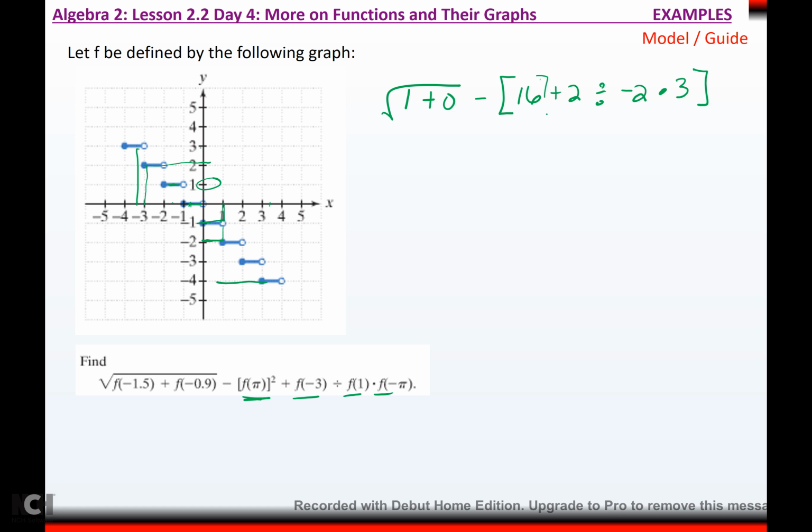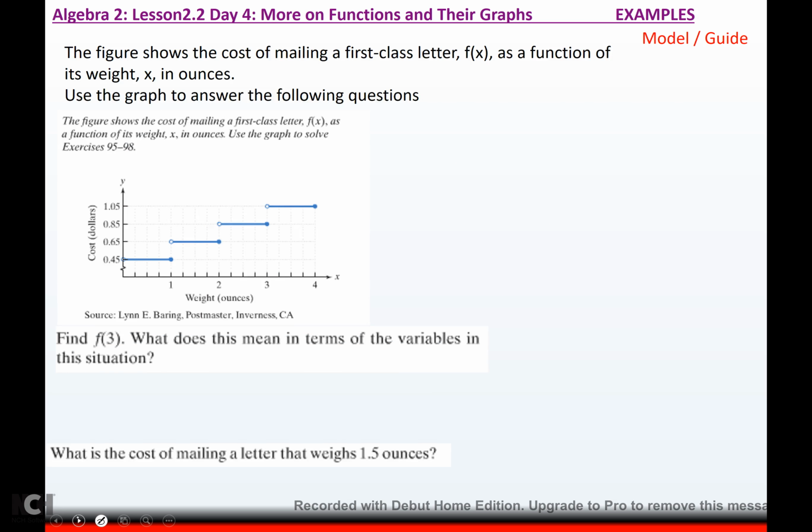Oh wait, that was in brackets. Okay, so 1 plus 0 is 1, the square root of 1 is 1, minus 16 plus, I've got to do order of operations, 2 divided by negative 2 is negative 1. I've got to multiply next, that's negative 3, so 1 minus 16 minus 3, negative 15 minus 3 is negative 18. Kind of crazy, there's no reason to ever do that math, but they're just trying to show you that you just end up with whole numbers.